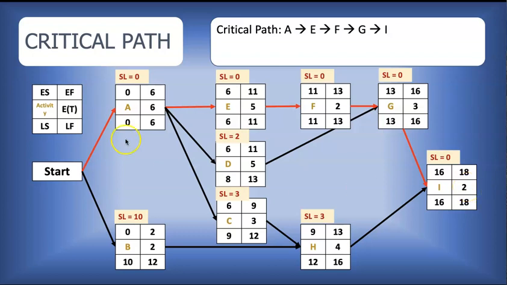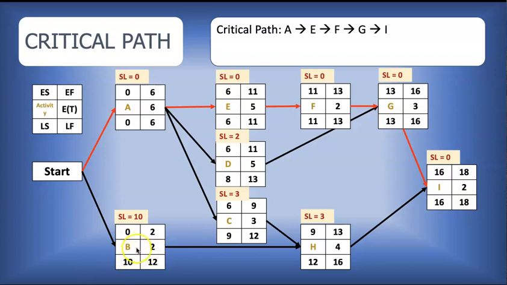Let's try another pathway. Just as an example, A, 6 weeks, plus D, 5 weeks, that's 11. Plus 2, 13, plus 3, 16, plus 2, 18. Still 18 weeks, so not longer. If we try this route, A to C, 6 weeks plus 3 weeks, that's 9 weeks, plus 4 weeks, that's 13 weeks plus 2 weeks, that would be 15 weeks. So that would be a shorter pathway. So no matter how you work your way through, you'll not find a pathway that is longer than 18 weeks.